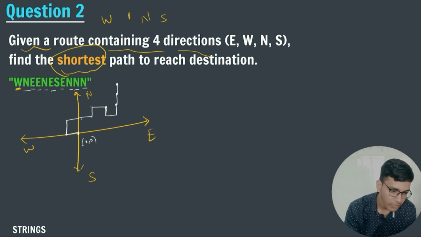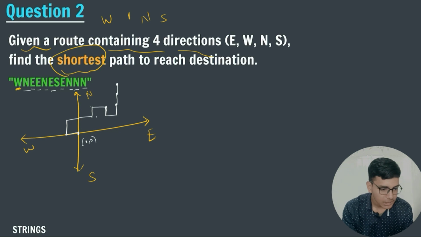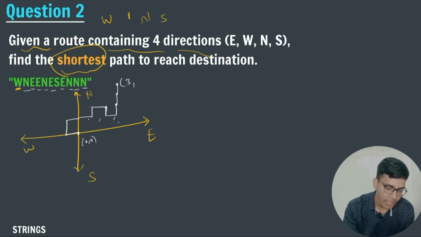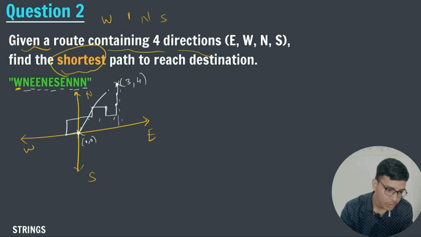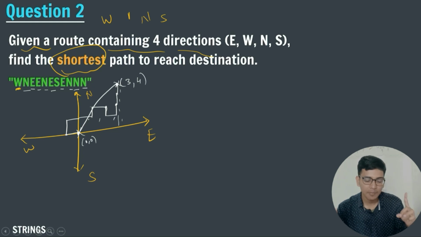So you can see that on the x-axis it is 1, 2, 3, so x-axis is 3, and the y-axis, 1 1 1 1, you can see that the y-axis is 4. So the shortest path between the starting point and the ending point, as we studied in physics, is known as displacement. So from this point to this point is the shortest path between any 2 points.